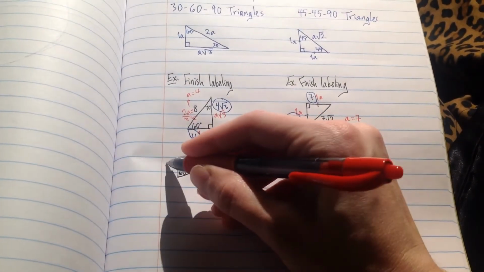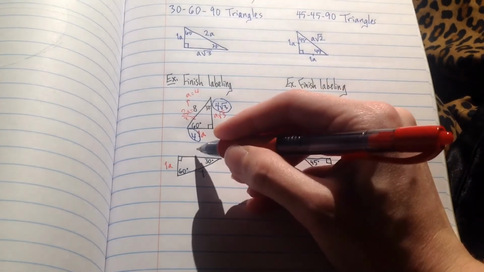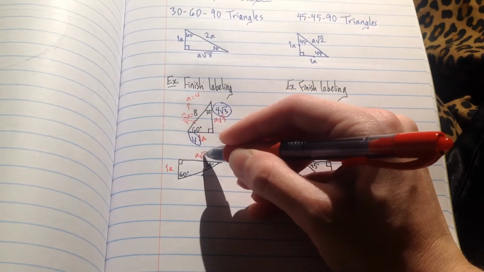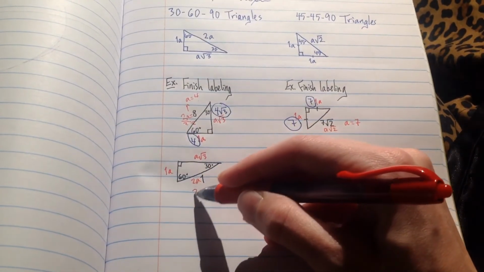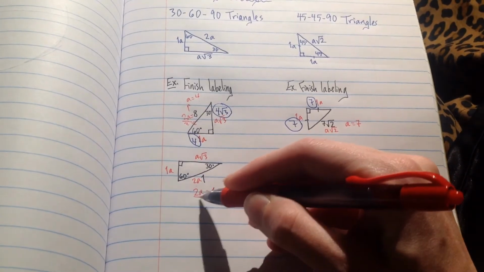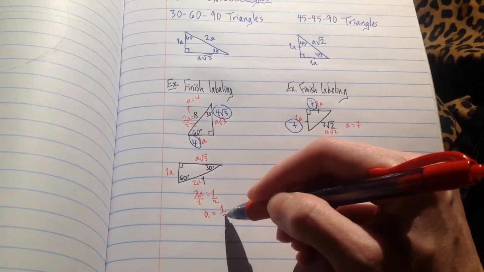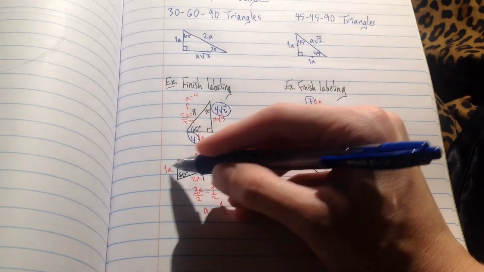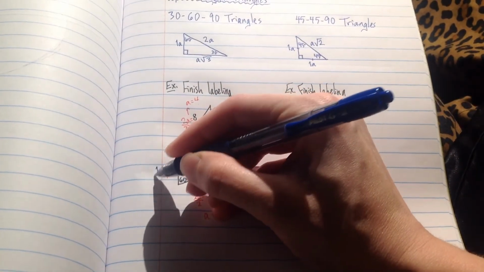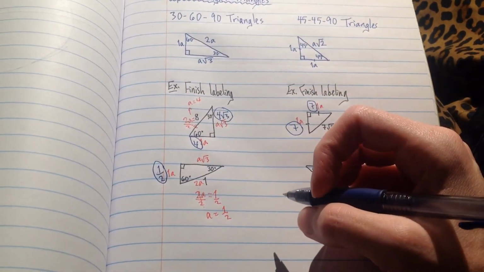So anyway, we got our side ratios because this is across from the 30 degrees. The longer leg is a square root 3, hypotenuse is 2a. Then if 2a is equal to 1, as we can see, then we would have to divide by 2. And we find here that a is equal to 1/2. So then we can use that to find our missing side. So this 1a, 1 times 1/2, this side would be 1/2, 1 over 2.